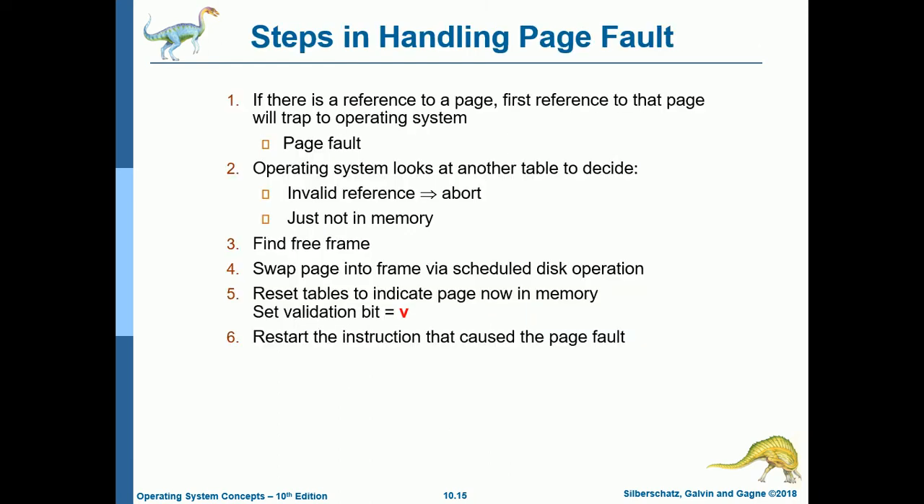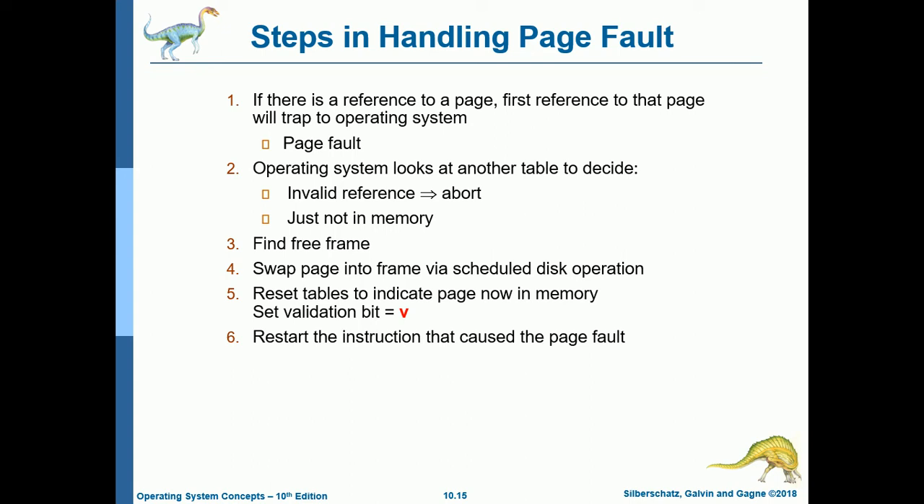So next are the steps in handling a page fault if the page is not yet in memory. If there is a reference to a page, the first reference to that page will trap the operating system, which is why it's called a page fault. The operating system looks at another table to decide. If it's an invalid reference, then abort. Maybe it's just not really in memory.